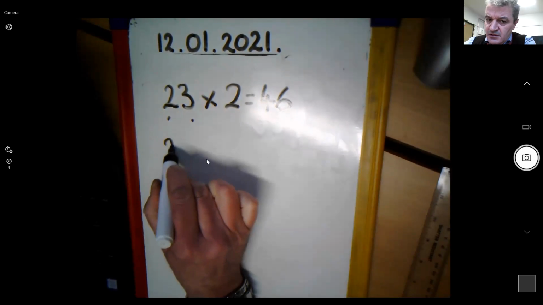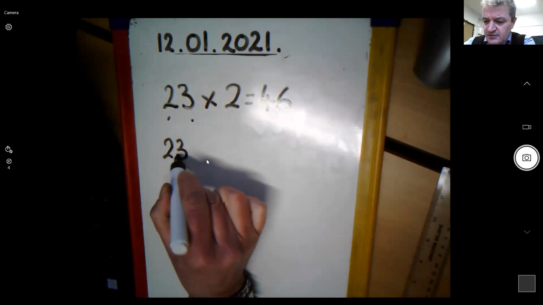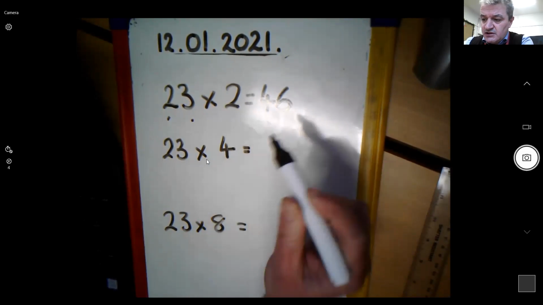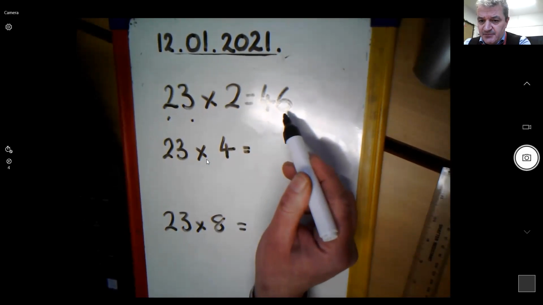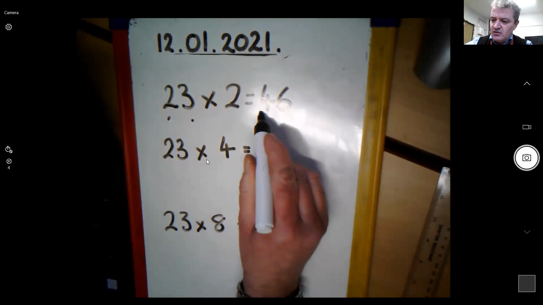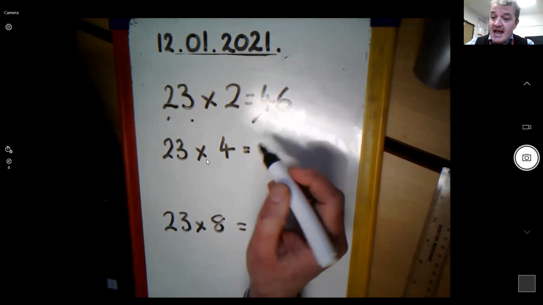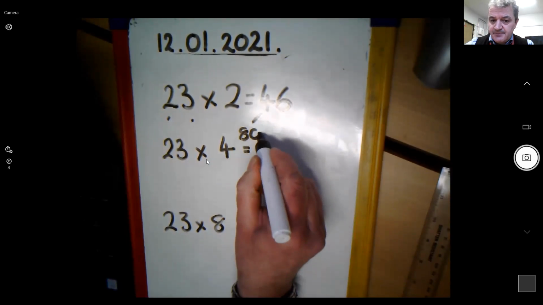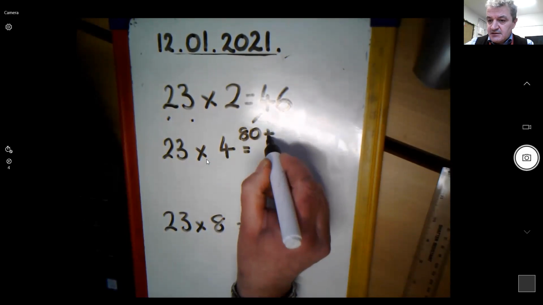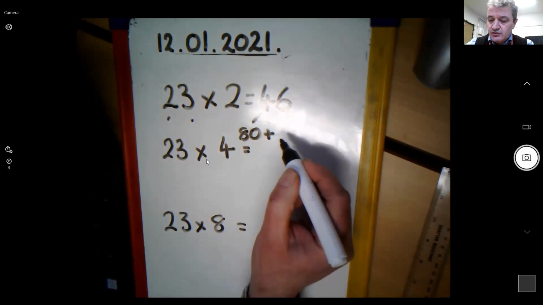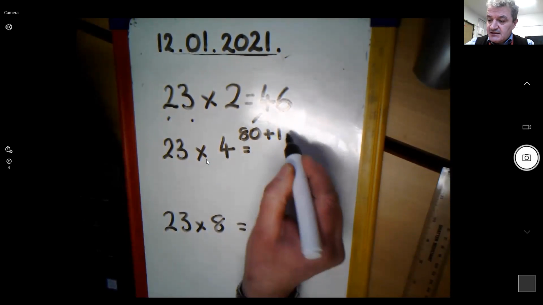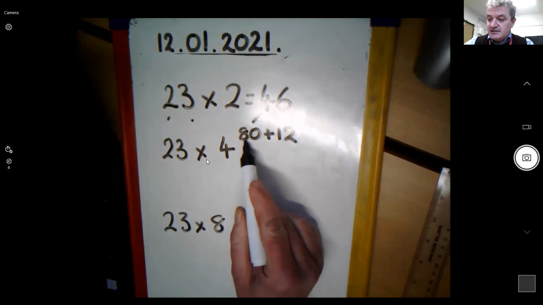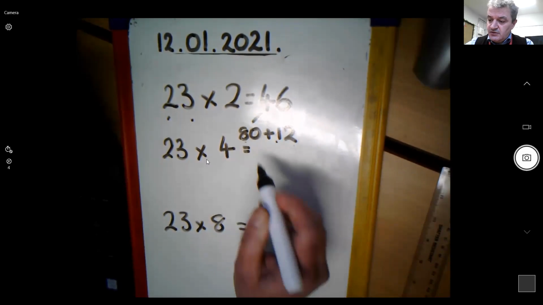Now, let's try and do 23 times 4. What I'm going to do is concentrate on this answer and double 46. What's double 4? Make it 10 times bigger. What is double 6? 2 5s are 10, 2 1s are 2. So that's 12. Okay, 80 add 10 is 90, add 2 is 92.